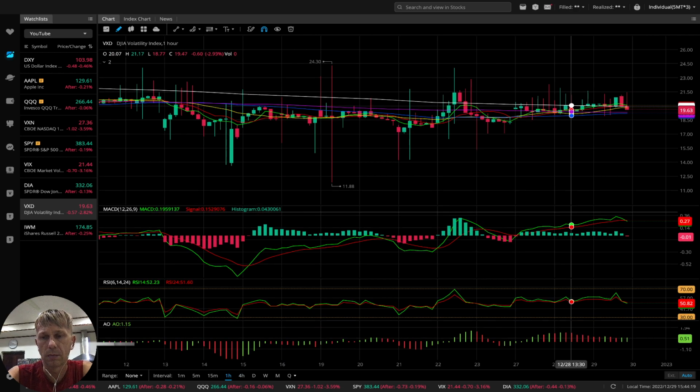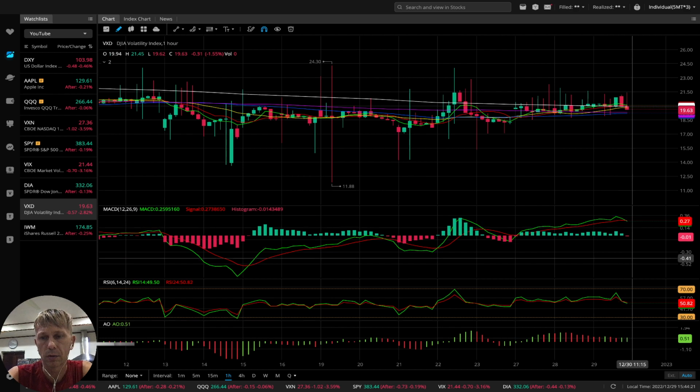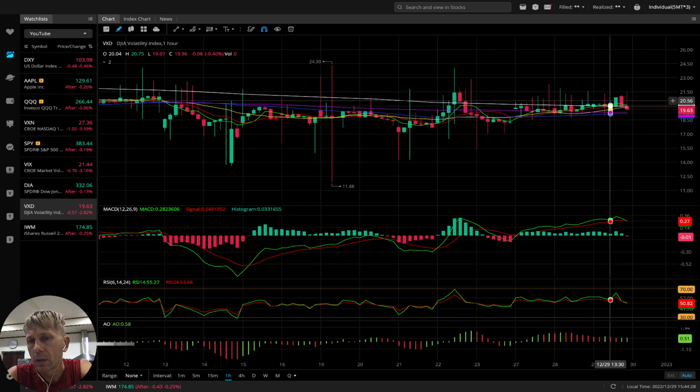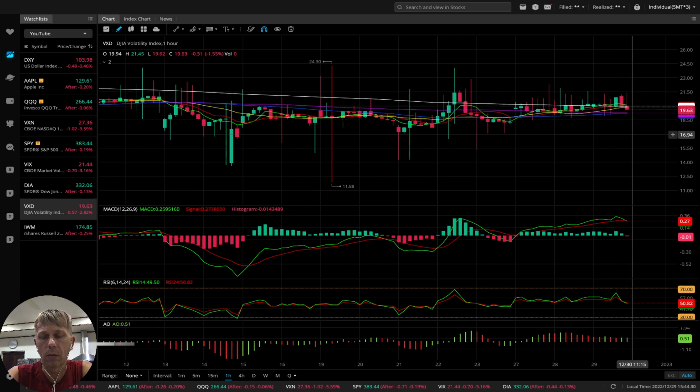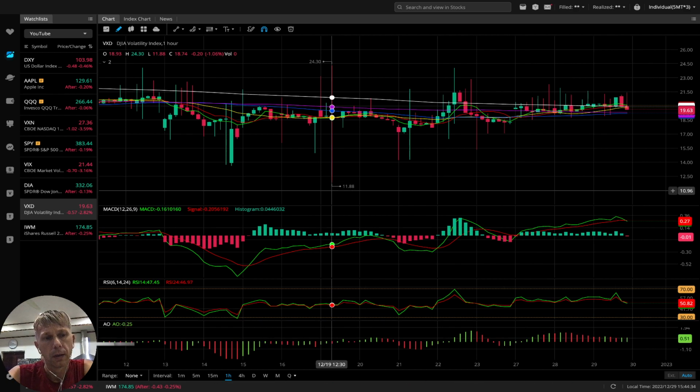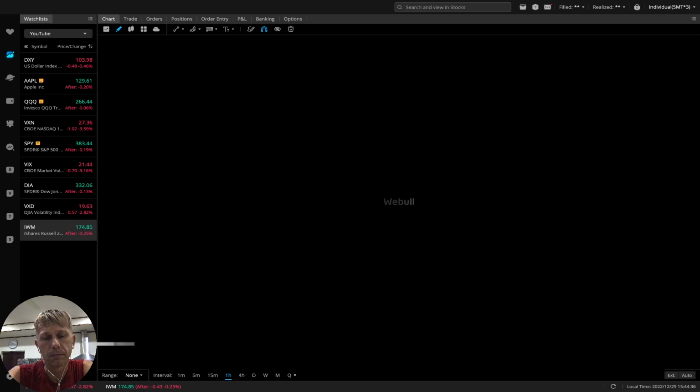And let's move to 1 hour. 1 hour it's bearish. Yeah, 1 hour it's a bearish crossover on the volatility index, and on RSI, MACD, and moving averages, it's bullish for Dow on 1 hour. That's what we have. Let's move to IWM.